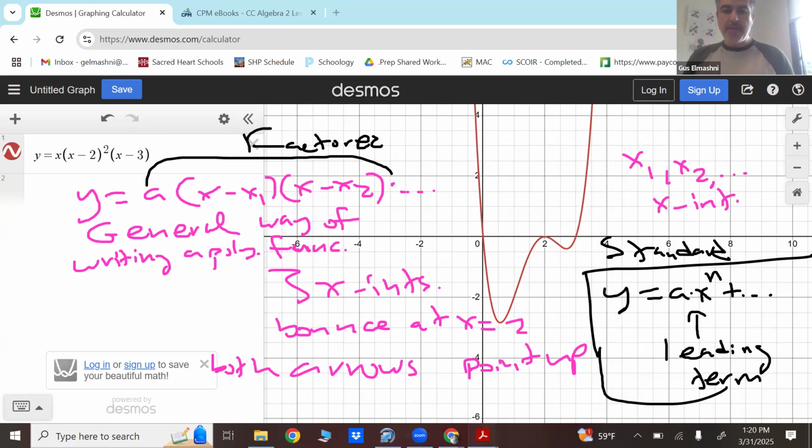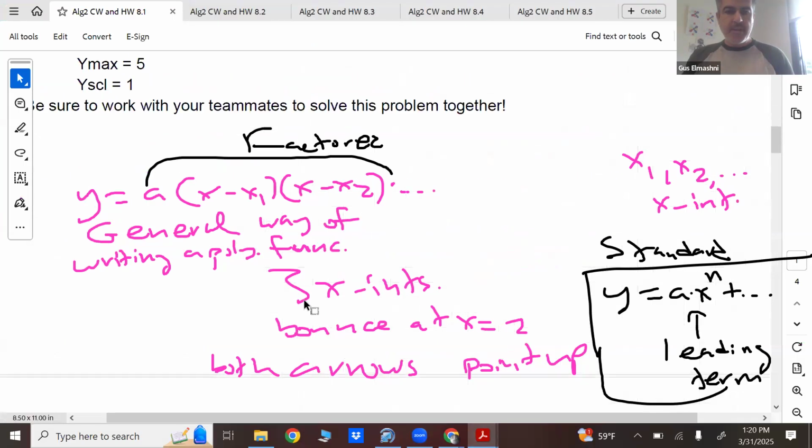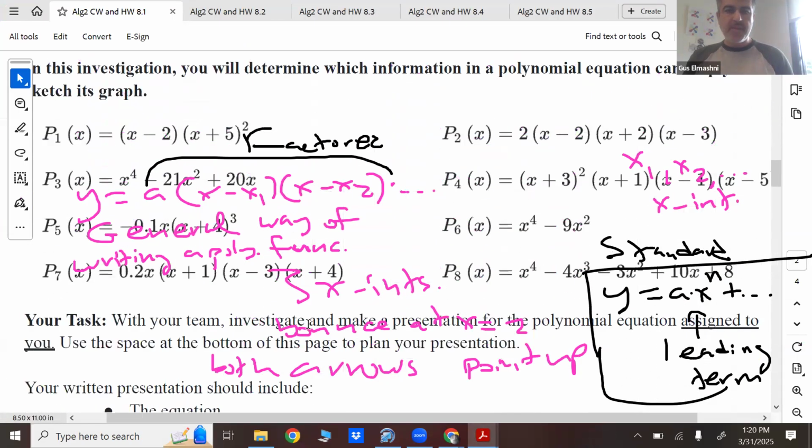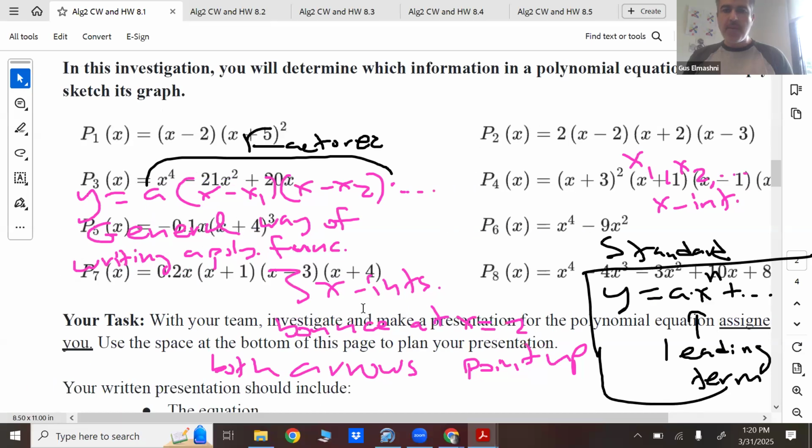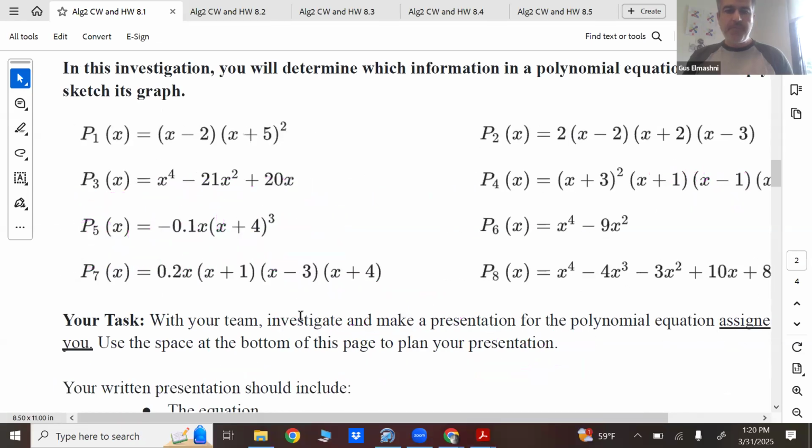Okay, so we did that together. We're good there. Let's move on to the next part. Okay, this is where I'm going to have you work with an elbow partner and figure out how the graph looks, and I'll come help you out.